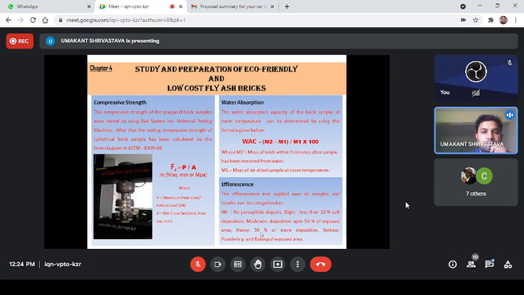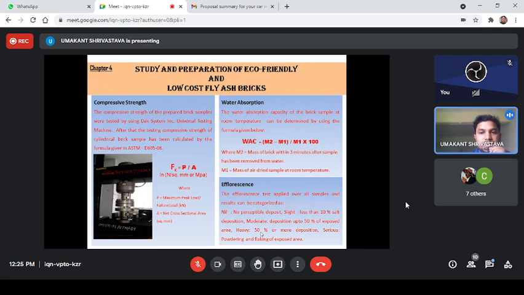For water absorption calculation, we have used the formula given in the water absorption column, (M2 − M1)/M1 × 100, where M2 is the mass of brick within 3 minutes after the sample has been removed from water, and M1 is the mass of air dried sample at room temperature.